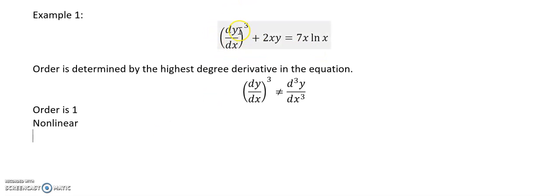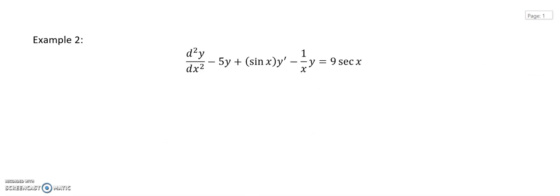Anytime you take a derivative or a function of y and you do something to it, like multiply them together, raise it to a power, put it inside another function, that makes it not linear. We don't care what the x is doing. We only care what the y function is doing. Okay, so let's go down to our next example. Here's our second example.